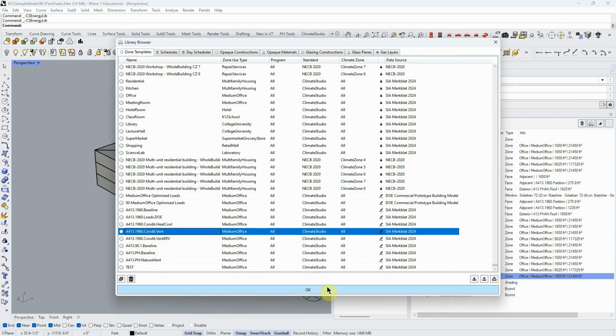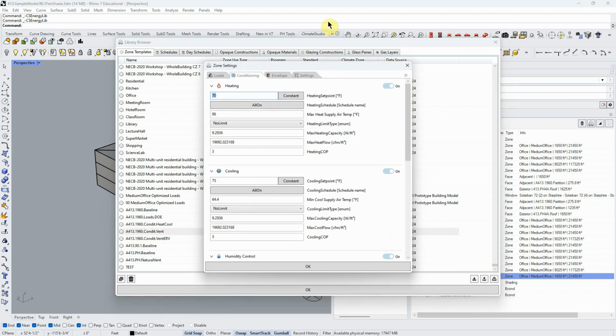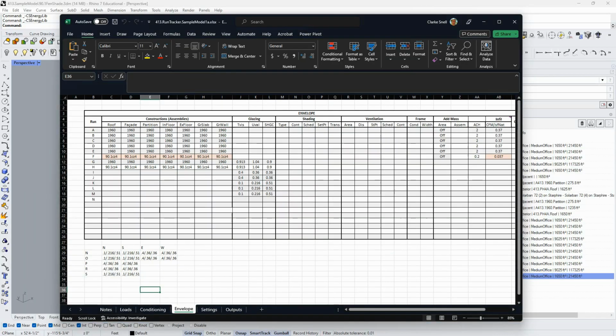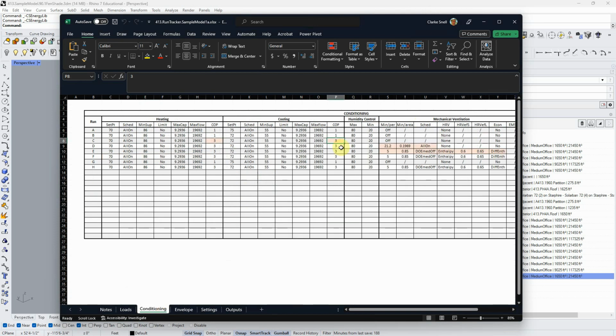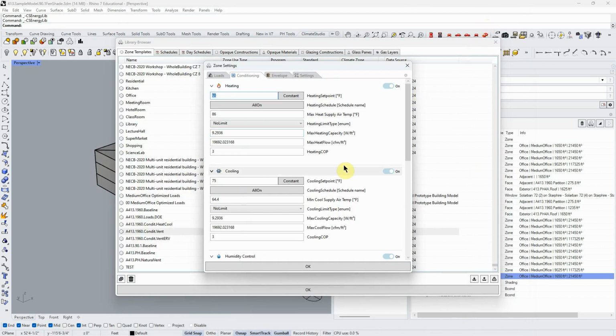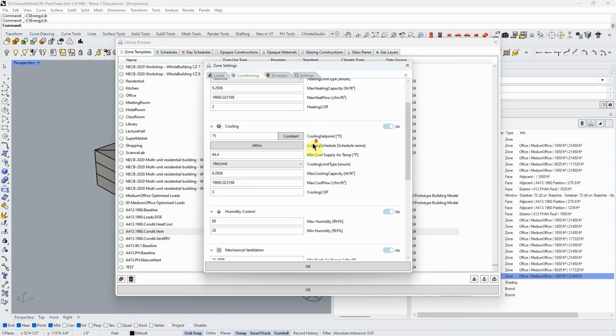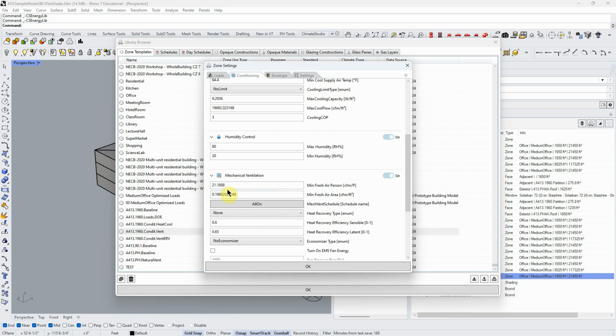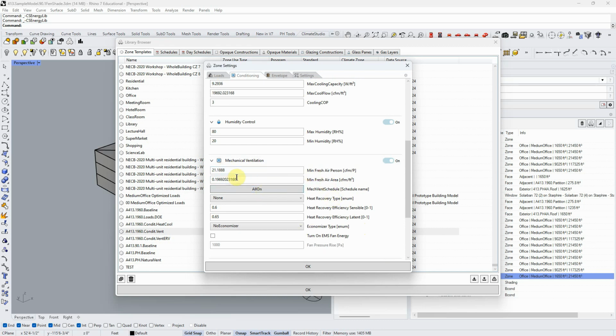I made a template, but it's just changing a couple of settings. So let's see what they were. All I did was turn on mechanical ventilation and leave it at the preset rates for the template I based this on. So we are here. I turned on mechanical ventilation. Let's talk about this for a second.